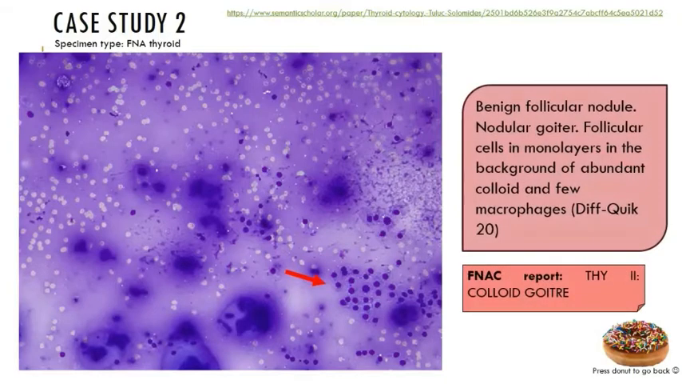The smear on the slide is Type 2, colloid goiter, with the characteristic of follicular cells in monolayers in the background of abundant thick colloid and a few macrophages.